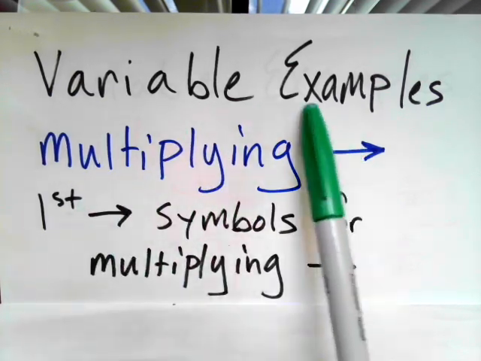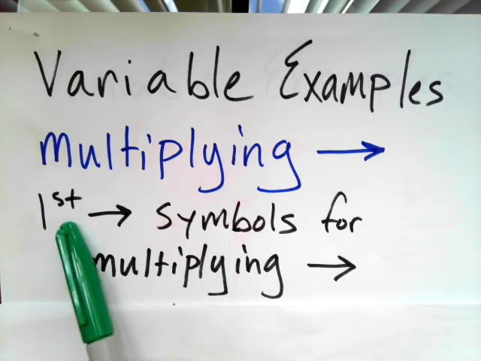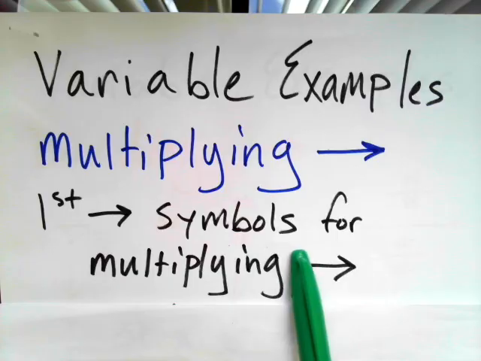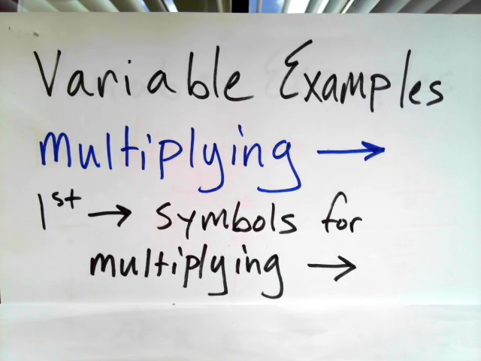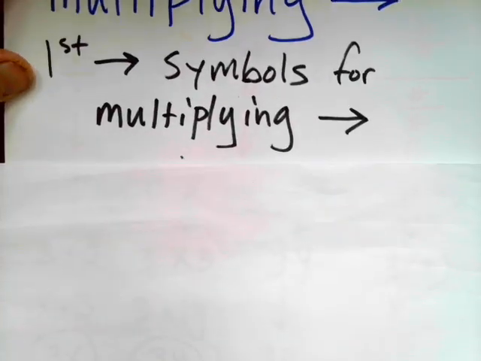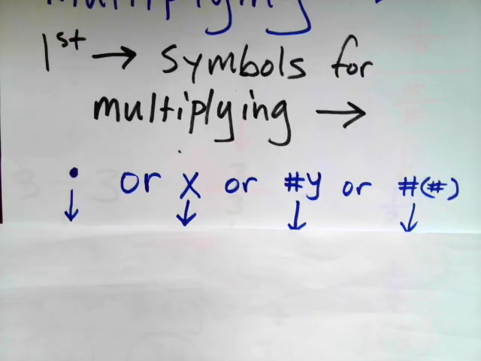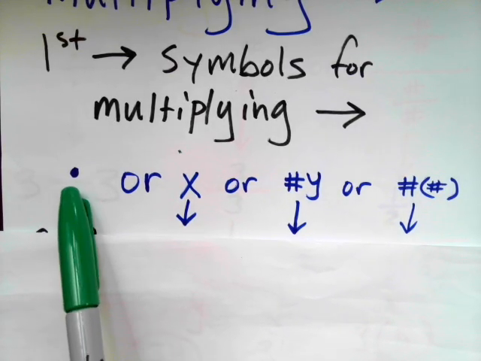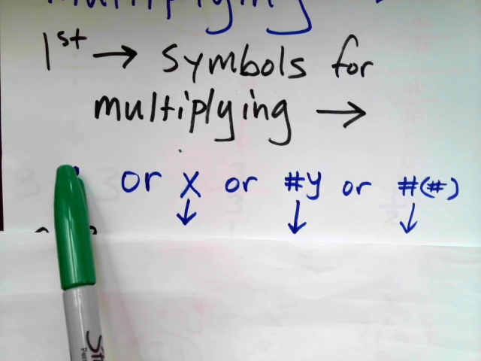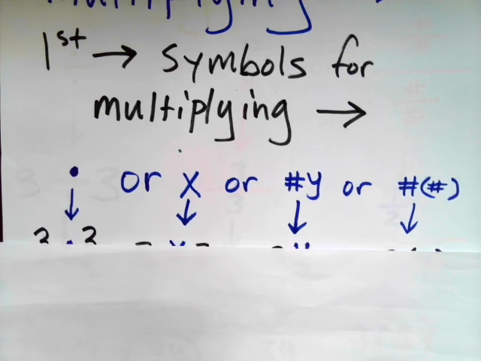And in this example, I could talk about multiplying with variables. But first, let's go over understanding some symbols for multiplying with variables. And so let's just get right on into it, right? These are some symbols that represent multiplication. You have a dot. Some people say it's a decimal. Some people say it looks like a decimal, but really this symbol means multiplication.